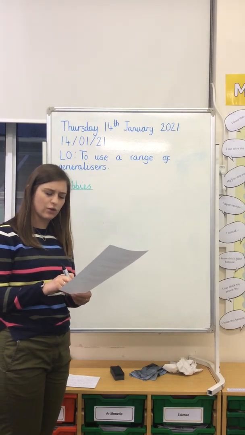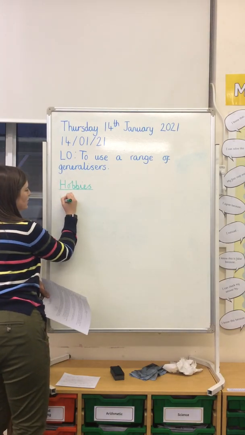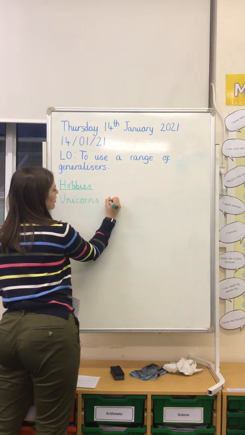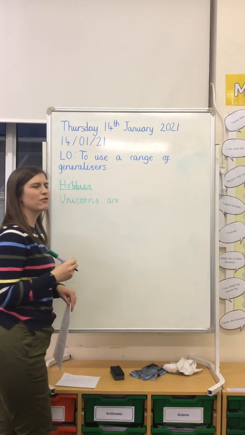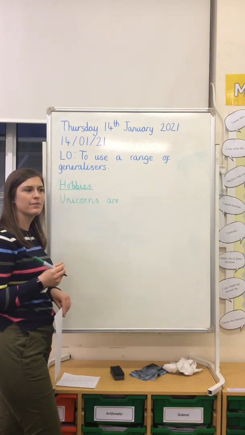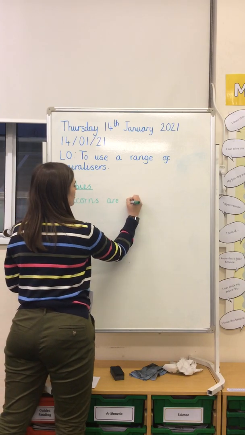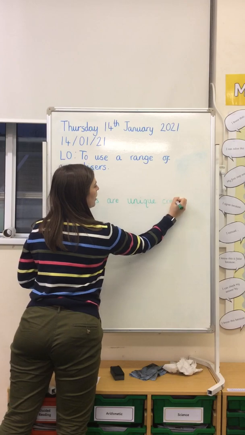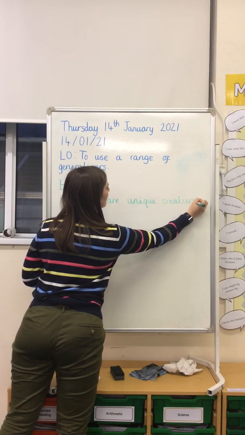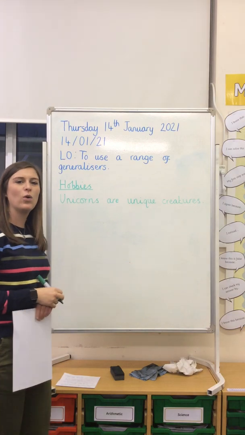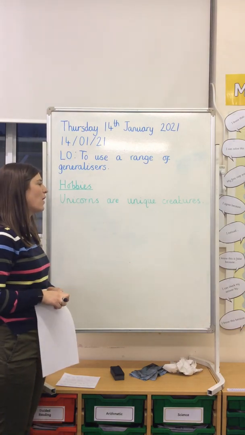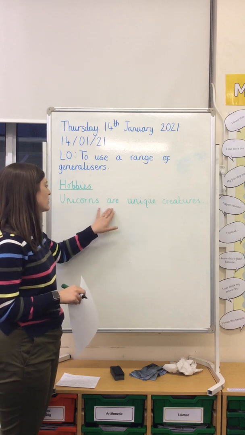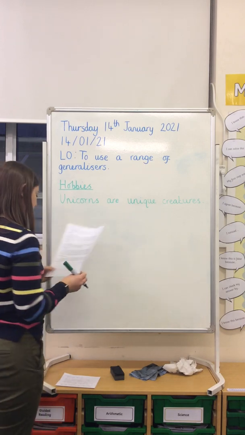So unicorns, that's what I'm writing about, so that's what I'm going to start with first, and I'm going to start with my capital letter for my sentence. Unicorns are, what type of creatures? How could I describe unicorns? I'm going to choose the adjective unique. Do you know what the word unique means? Unique means that they're all different, okay, and different to other creatures. So they're special, they're one of a kind. So unicorns are unique creatures.